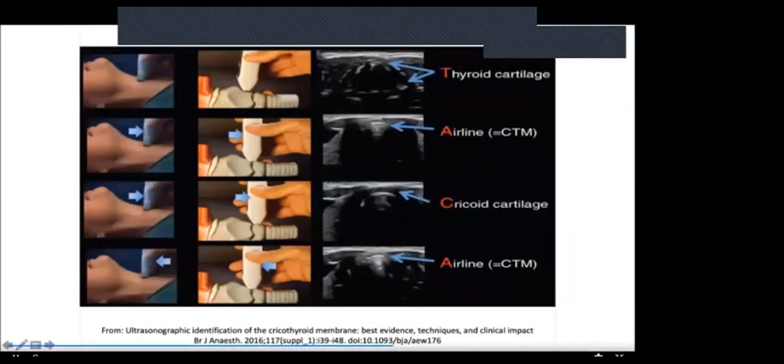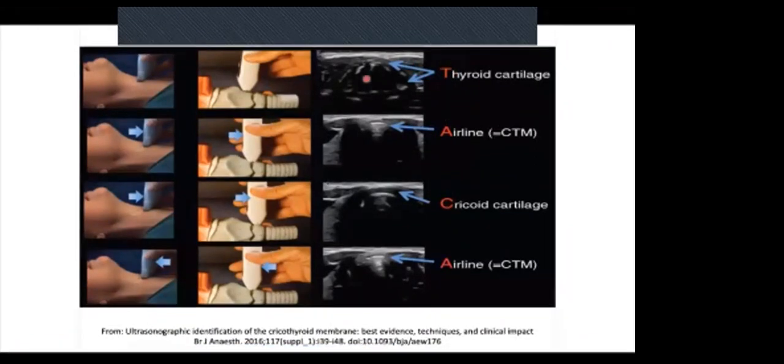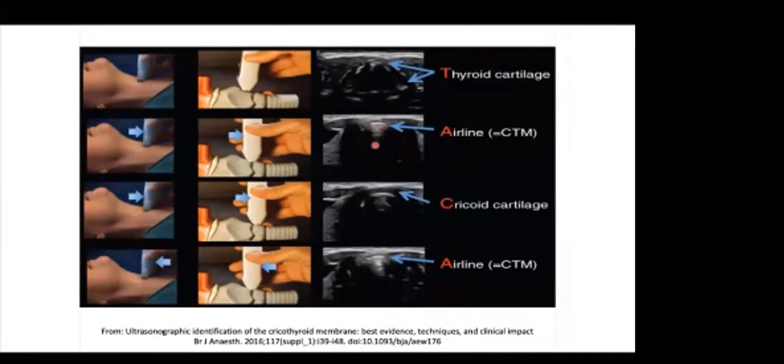It's easy to remember the acronym TACA. This is rapid identification of the cricothyroid membrane in a transverse orientation, where you identify the thyroid cartilage by placing the probe on the neck. As you move down, you see an airline, which is a hyperechoic structure. You move further down, you would see a hypoechoic structure. This is exactly your cricothyroid cartilage. And then as you move down, you would see the airline again.